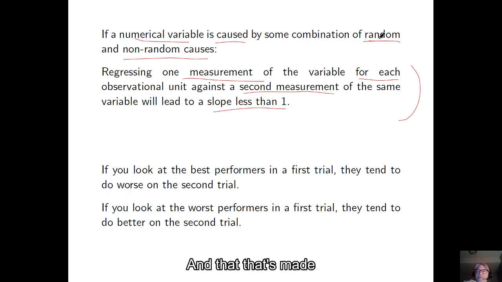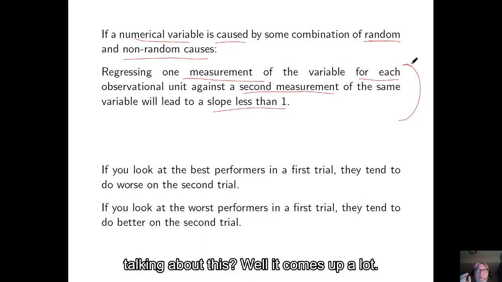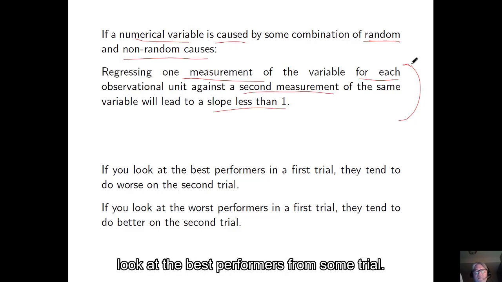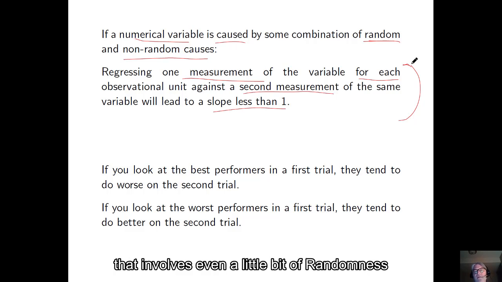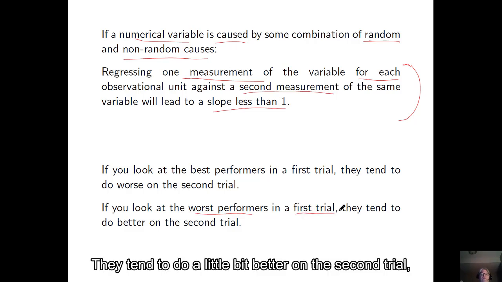All right, and that may seem okay. That's surprising. Doesn't seem super important. Why are we talking about this? Well, it comes up a lot if you look at the best performers from some trial. They'll tend to do worse on the second trial if it's a trial that involves even a little bit of randomness. Or conversely, if you look at the worst performers on the trial, they tend to do a little bit better on the second trial.